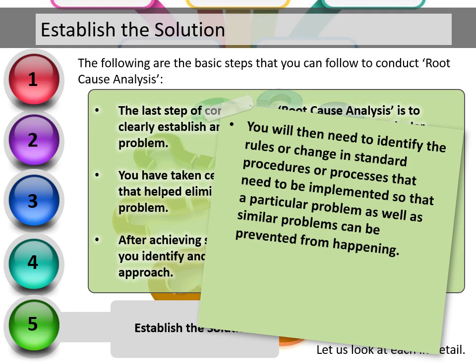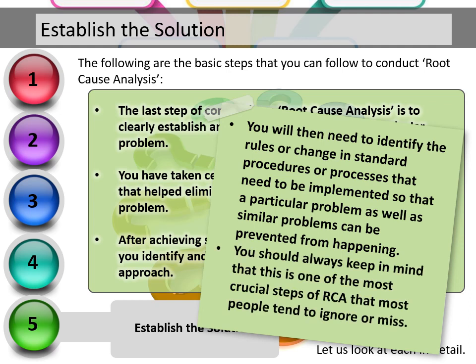You will then need to identify the rules or change in standard procedures or processes that need to be implemented so that a particular problem as well as similar problems can be prevented from happening. You should always keep in mind that this is one of the most crucial steps of root cause analysis that most people tend to ignore or miss.